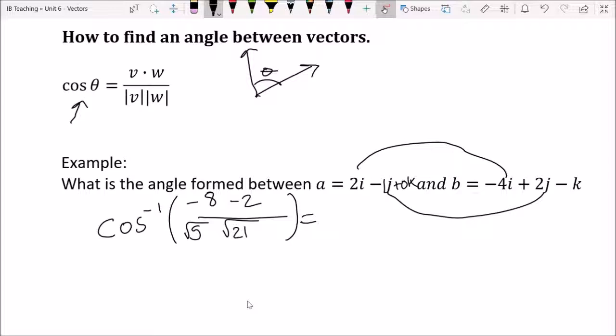The square root of 5 and square root of 21, and 167 point... well, we'll round to 3 significant figures. So we'll do 167 degrees.